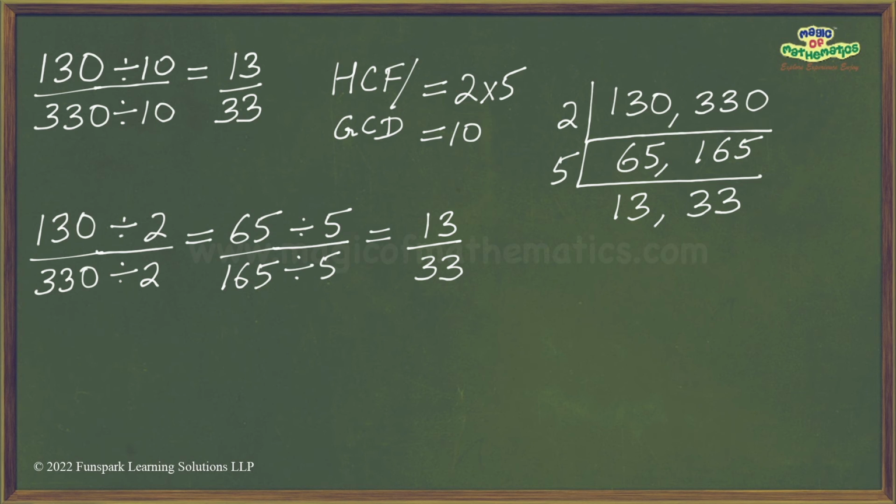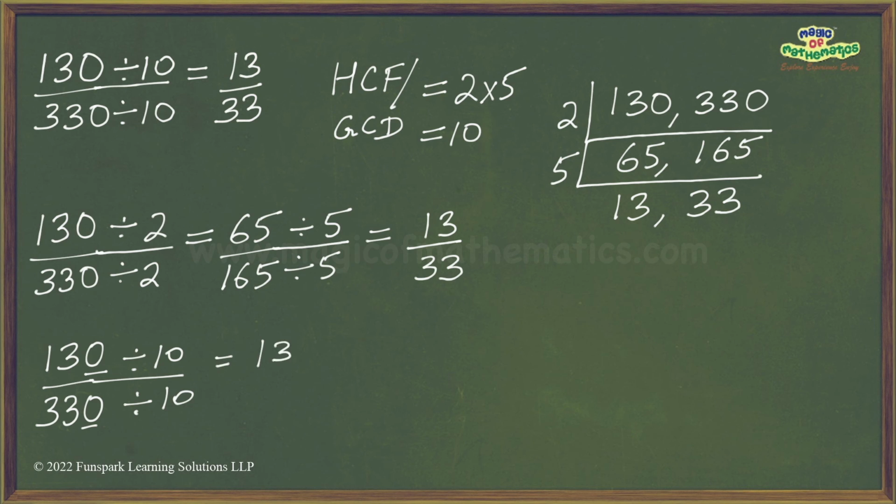In the case of our fraction 130 over 330, it is easy to see that both the numerator and denominator end with 0 and hence 10 would be a common factor. So instead of dividing first by 2 and then by 5, I can divide the numerator and denominator by 10 instead, ending up with 13 over 33 as the equivalent fraction in its simplest form.